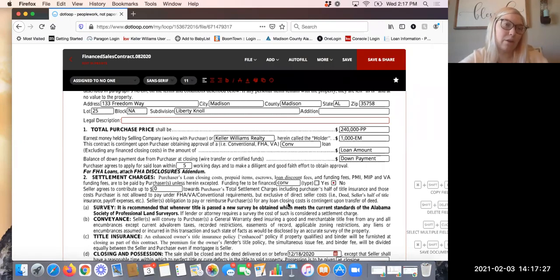If it's a $500,000 house though, bump up that earnest money amount. Don't do $1,000 on a $500,000 deal. That's not enough in today's market. So that's just a few things about earnest money.